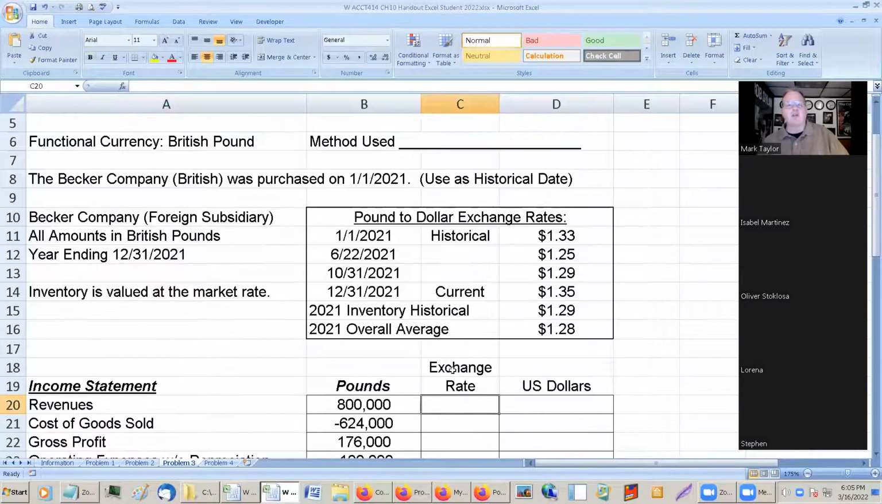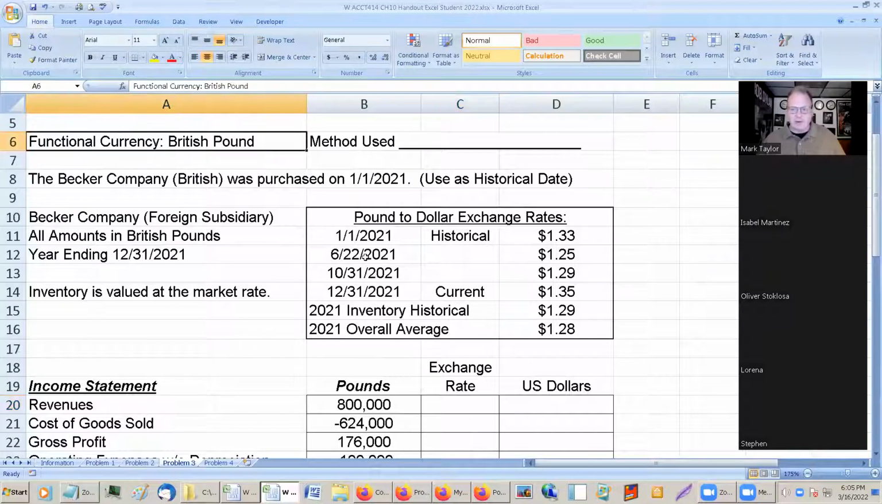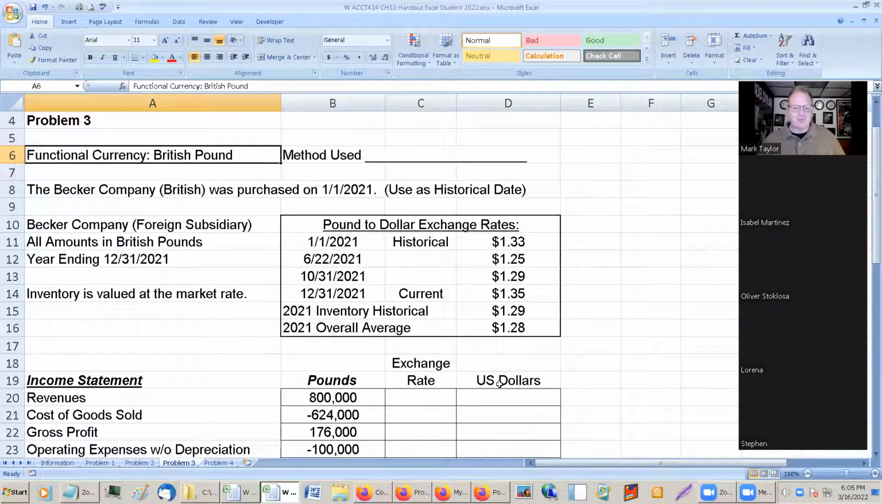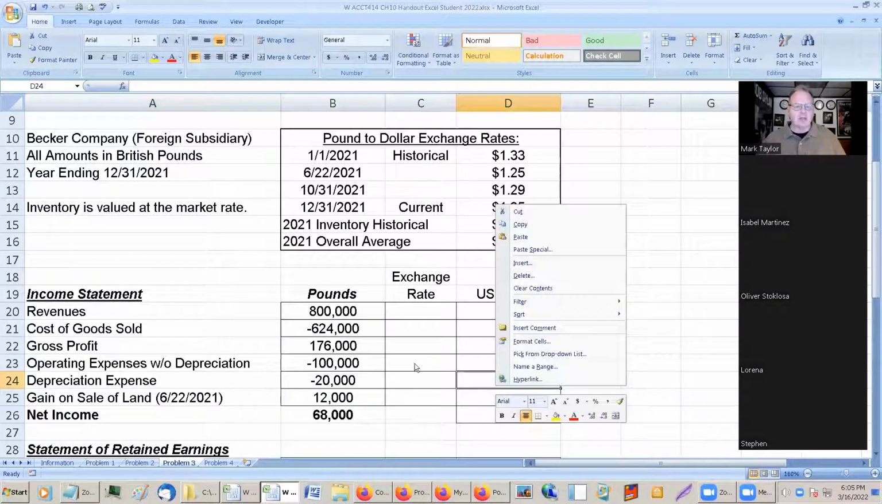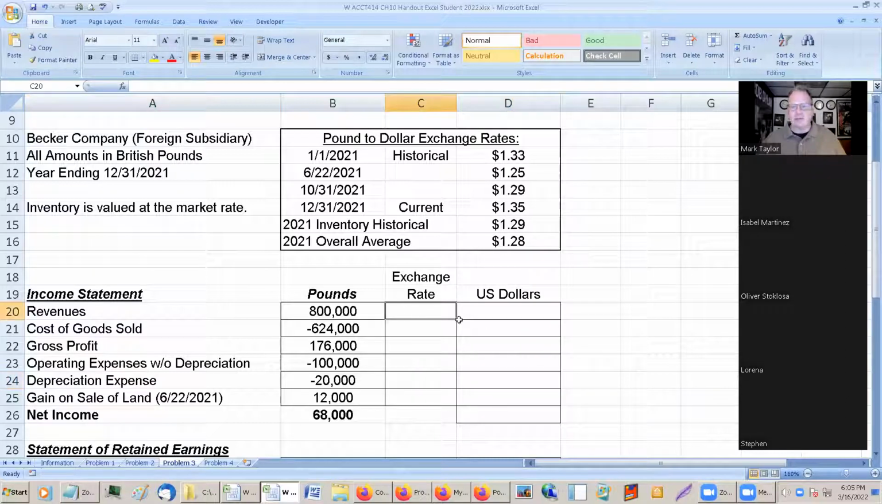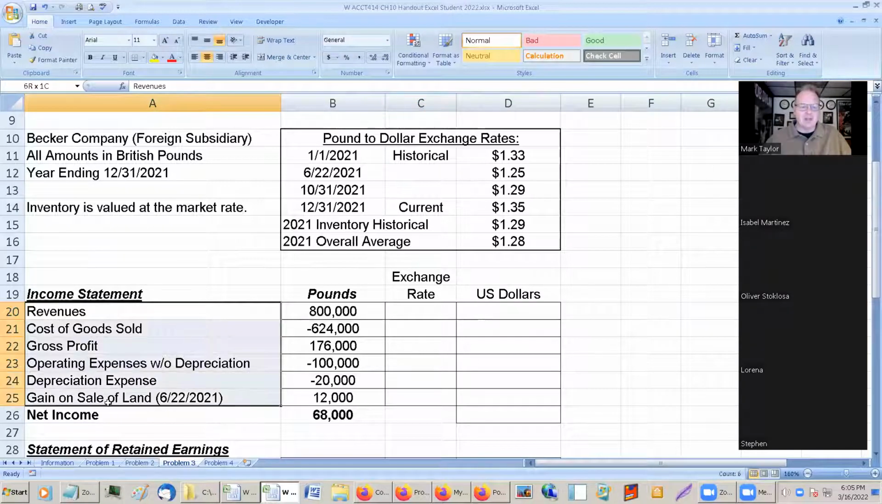Okay, so we're doing the function currencies versus pounds. We're using the current rate method. And the current rate method is a little bit easier because it uses the current rate for a lot of stuff. Okay, income statement stuff. The general rule is that it's an average throughout the year. You make sales throughout the year, and there'll be an average rate. And so the average rate is 128.